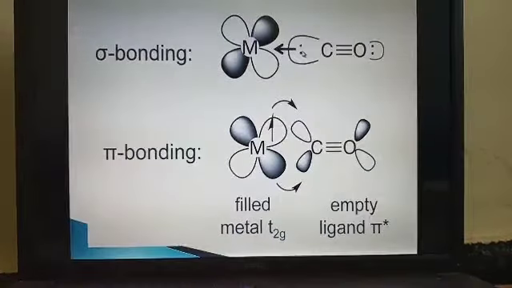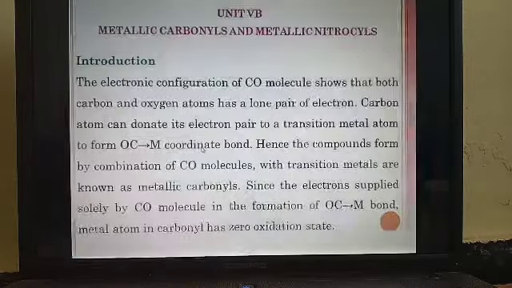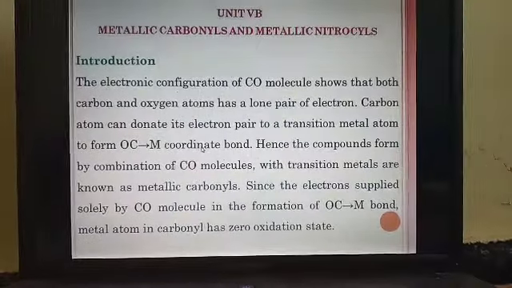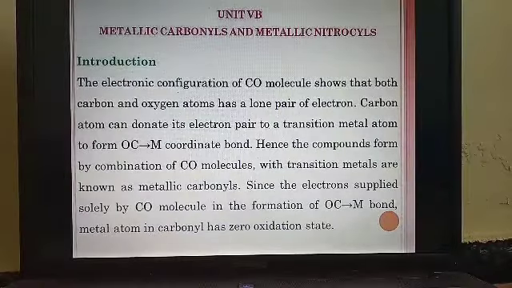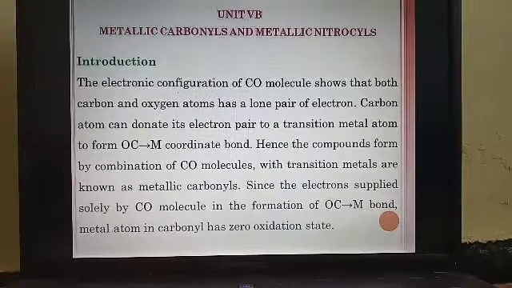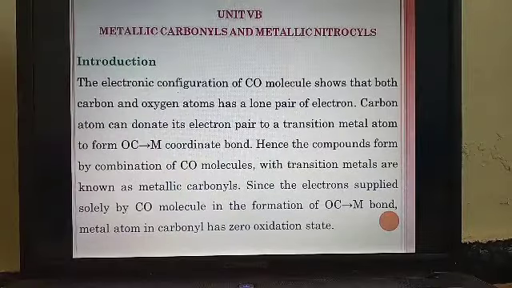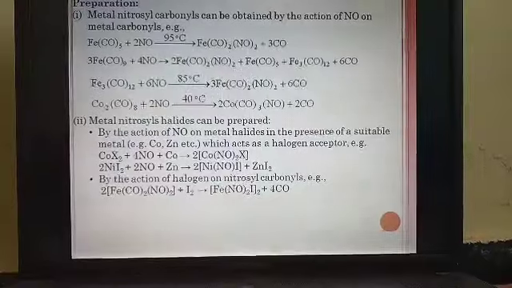Once again, this diagram shows the arrow marks, that is, movement of electrons from carbonyl to metal forming a sigma bond, then metal to carbonyl forming a pi bond. Then metal nitrosyls. Metal nitrosyls are also very important. These are compounds of metal nitrosyl with many transition metals, in which the NO group is directly attached to the metal ion. We can prepare them in many forms.